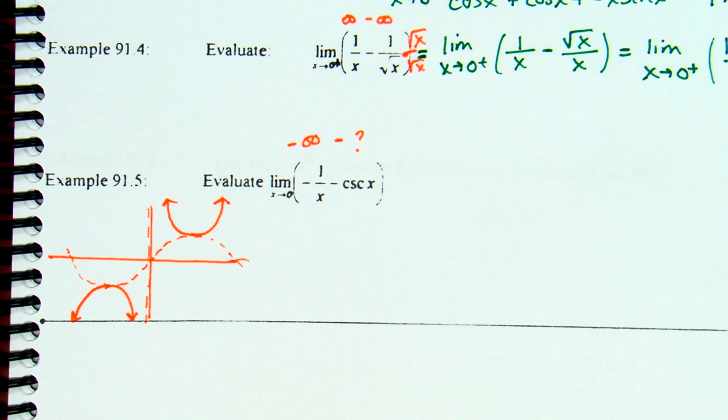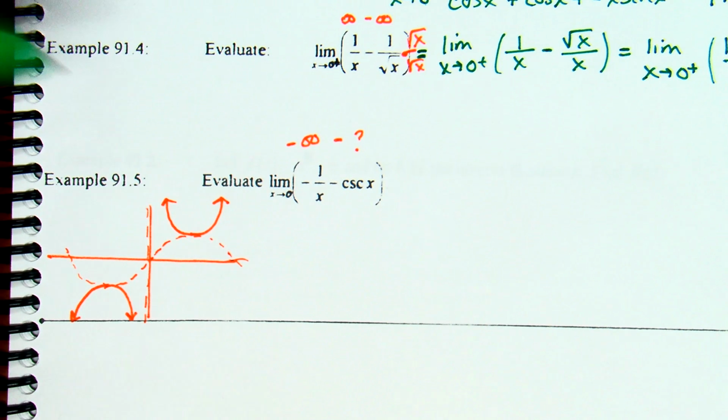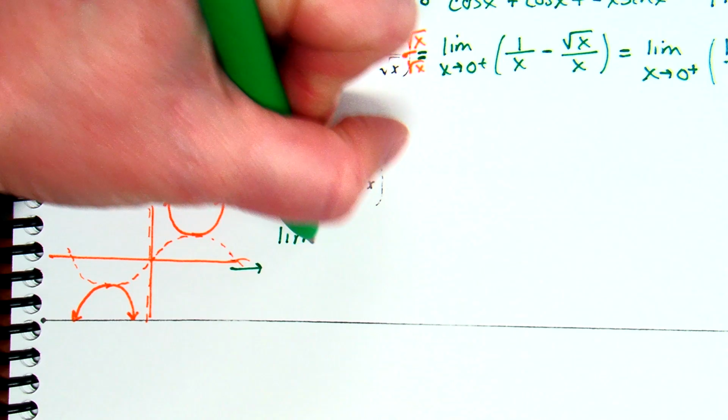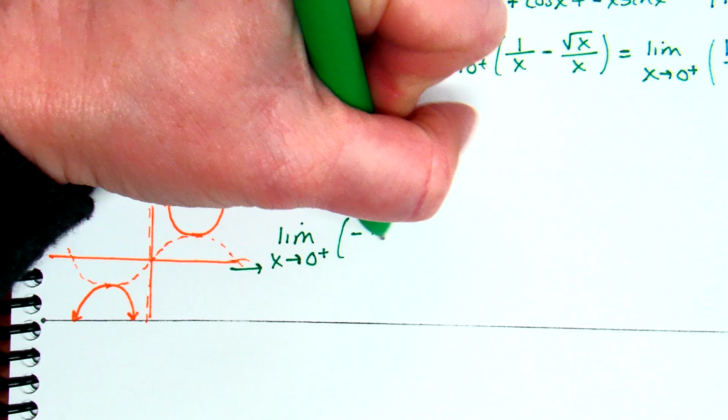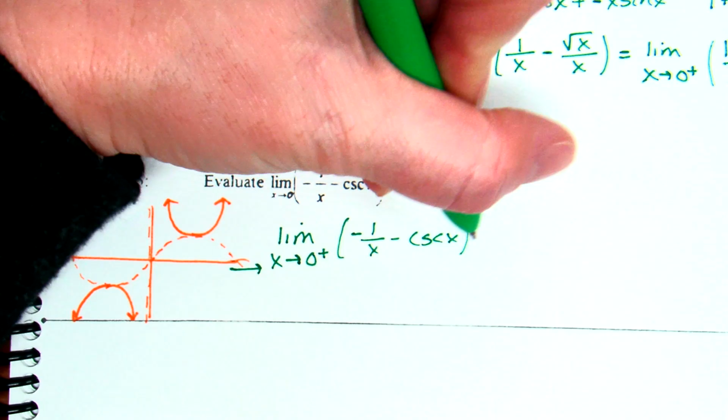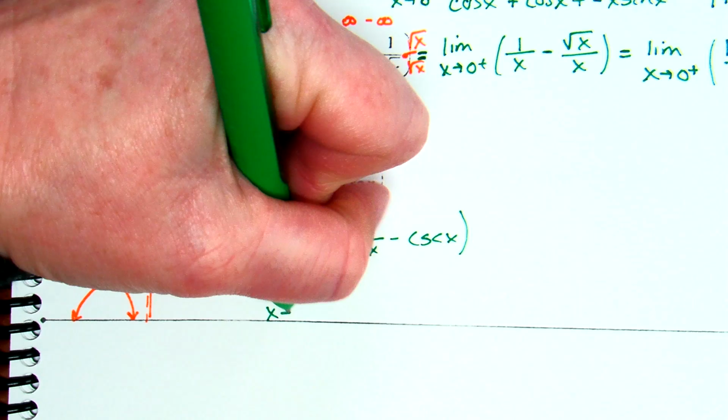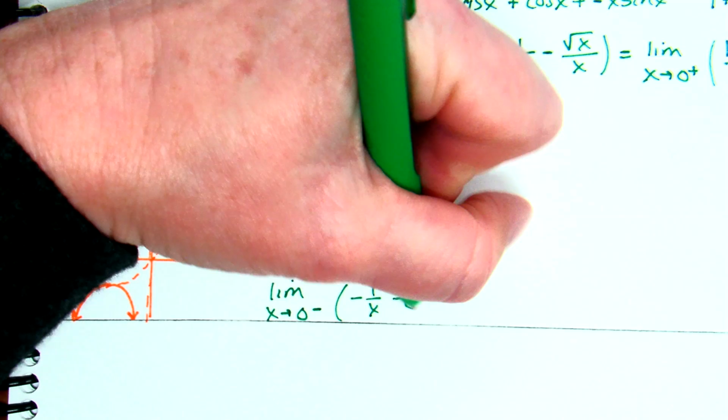We investigate it from the left, from the right. If those match, then we have a consistent answer. If they don't match, it's undefined. And so, if we break this up and look at it, the limit as x approaches 0 from the right of negative 1 over x minus cosecant x, and the limit as x approaches 0 from the left of negative 1 over x minus cosecant x.